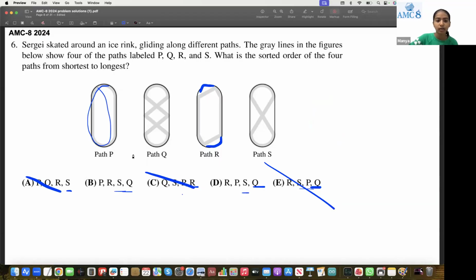And so it should be R, P, S, Q. So B cannot be the answer choice, and so D has to be our answer choice.